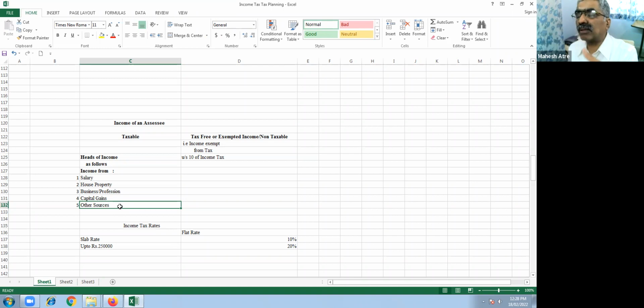Income from other sources includes interest on FD with a bank, interest on FD with a company, interest on recurring deposit, saving deposit, and dividend income. All these are called income from other sources. So whenever we solve a problem, or guide other persons, friends and relatives, after getting the list of income, first classify the income as taxable and non-taxable. If it is taxable income, further classify it under the five heads of income. That is very essential. Now, I am going to start with the income from salary.